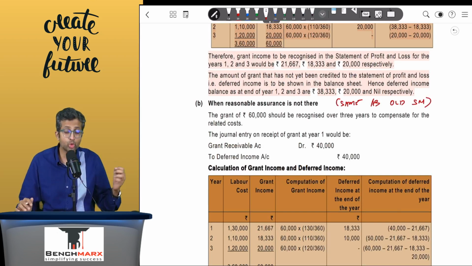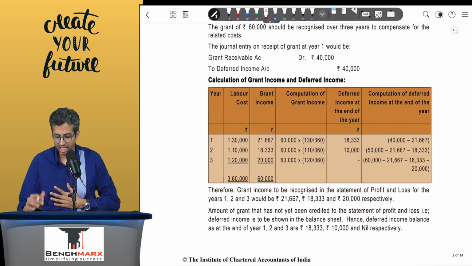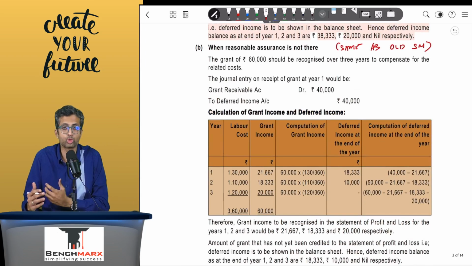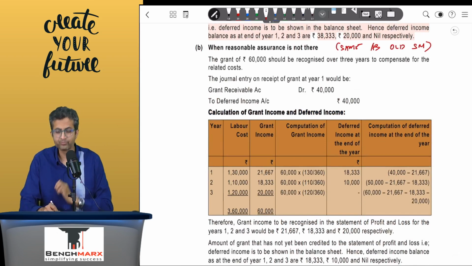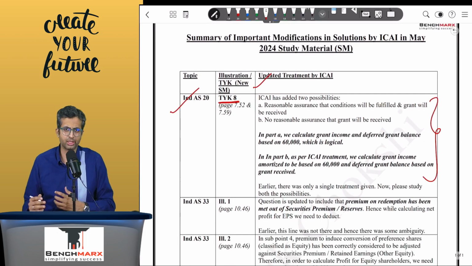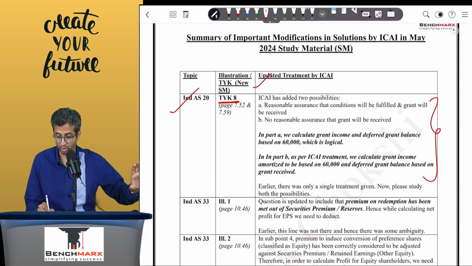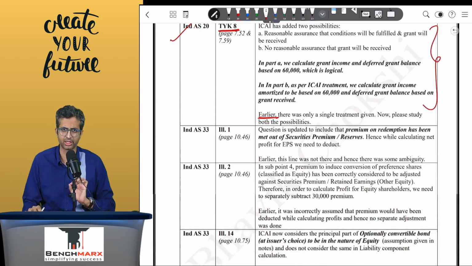So what is new is the correct first part which you should refer, and in case the question specifically gives you 2 subparts, then you will solve accordingly. So this is for Ind AS 20. We have given a detailed explanation of the changes over here. 2 possibilities given by the ICAI and the treatment under the 2 possibilities, and what was the treatment earlier, so you can refer that as well.